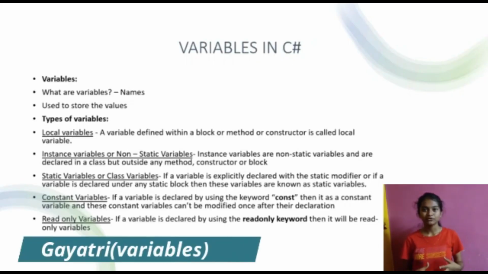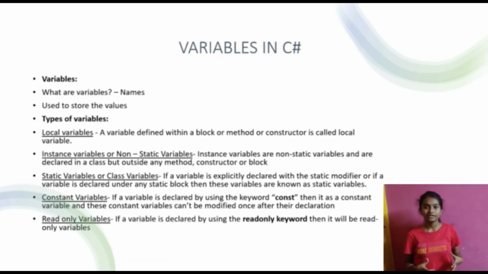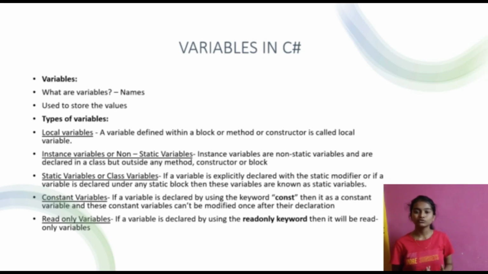Myself Gayatri, my roll number is 49. We will start with the topic variables. What are variables? Variables are the names which are given to a particular value. Or in other words, variables are the names we give to a computer's memory location which are used to store values in the computer program.